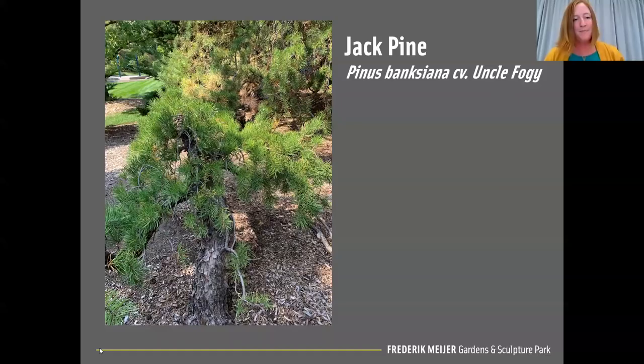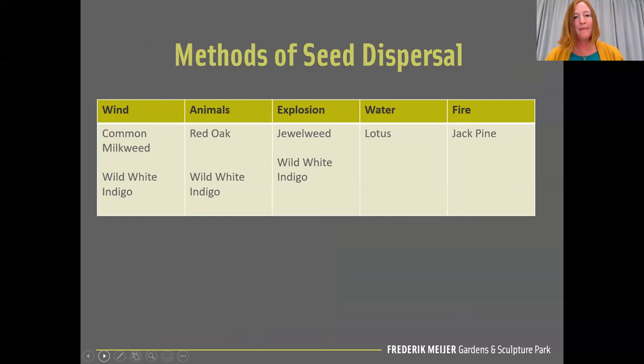So let's review some of the different methods that we saw today. We had wind with our common milkweed and our wild white indigo. Those are both spread by wind. Animals spread the red oak, as that acorn is buried by many woodland animals, and birds can help spread the wild white indigo seeds. We saw explosion with the jewelweed, and the wild white indigo can also pop open and spread its seeds that way. Our lotus plant was spread by water, and our jack pine was spread by fire.